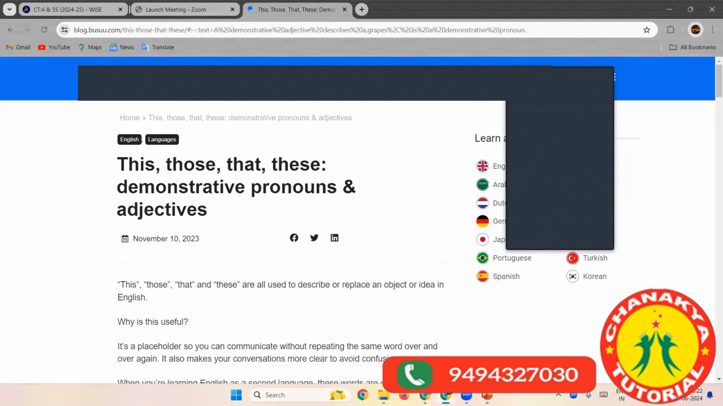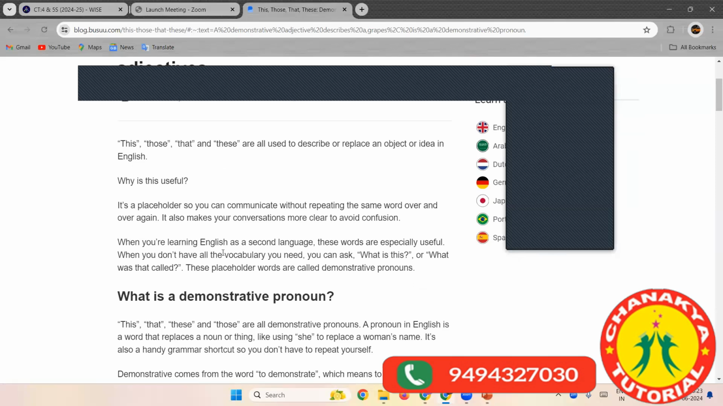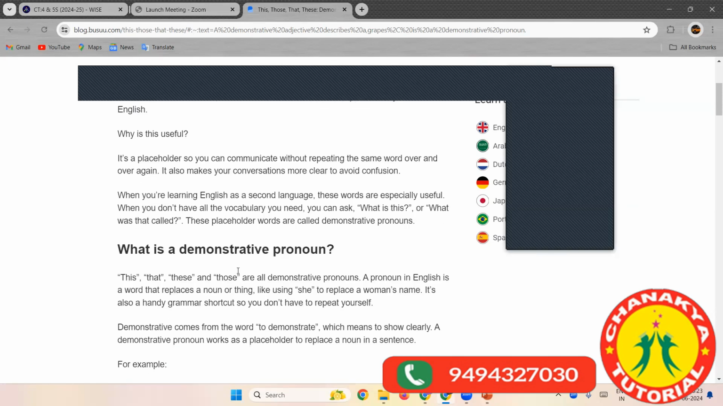I can use this, those, that, or these. Basically they act as a pronoun only, but how come they are adjectives also, like demonstrative adjectives? When you're learning English as a second language, these words are especially useful. When you don't have all the vocabulary you need, you can ask what is this or what was that called. These placeholder words are called demonstrative pronouns. So basically they act as a pronoun, a substitute instead of a noun.